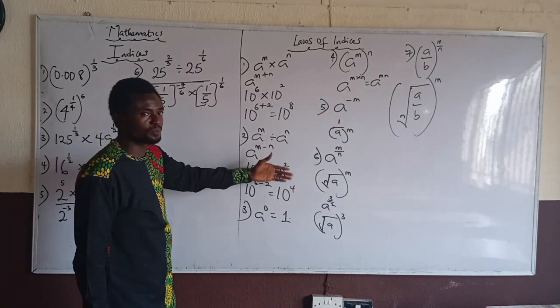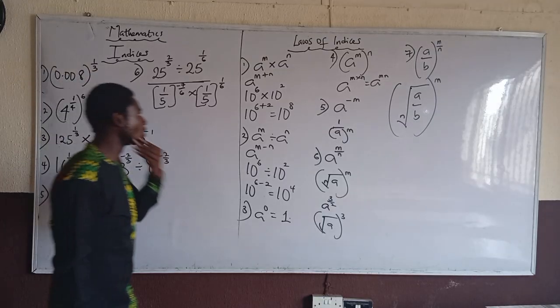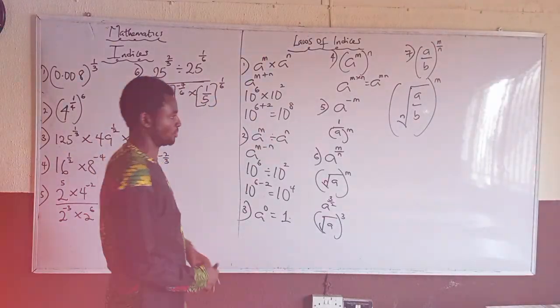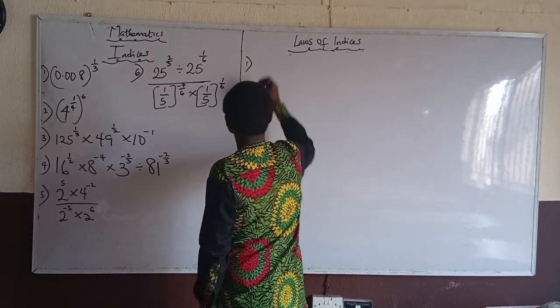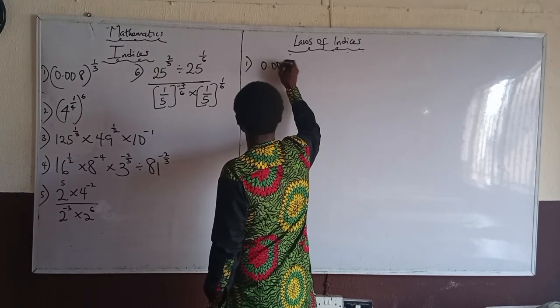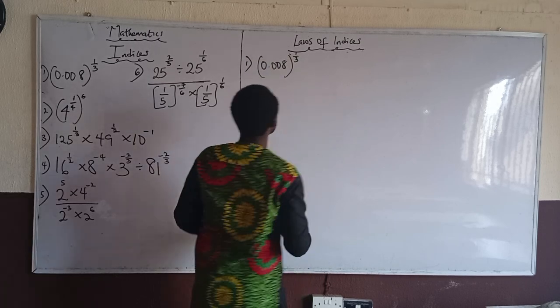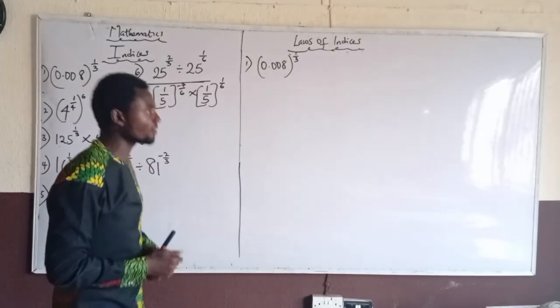These are the laws that will guide us through solving these questions. So having talked about the laws, let's move forward to solve the questions. Question 1: I have 0.008 raised to power 1 over 3.